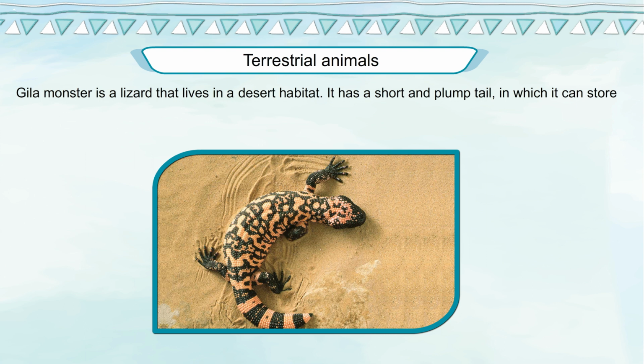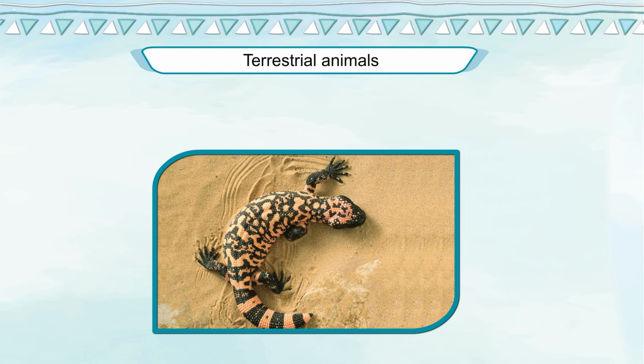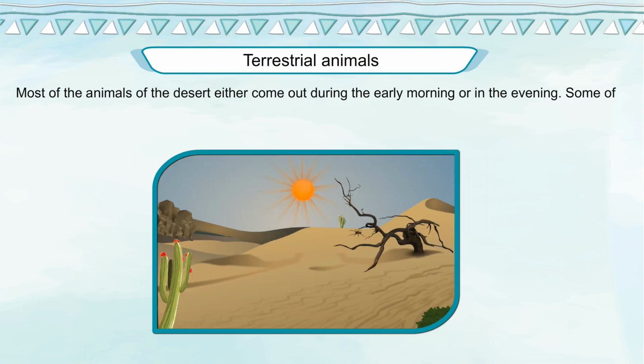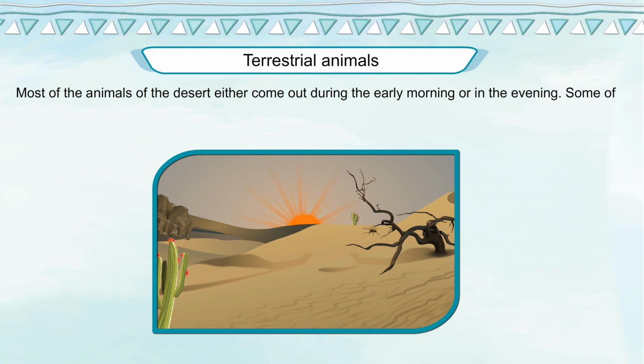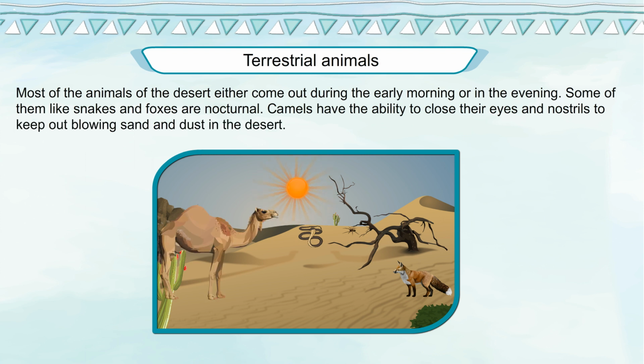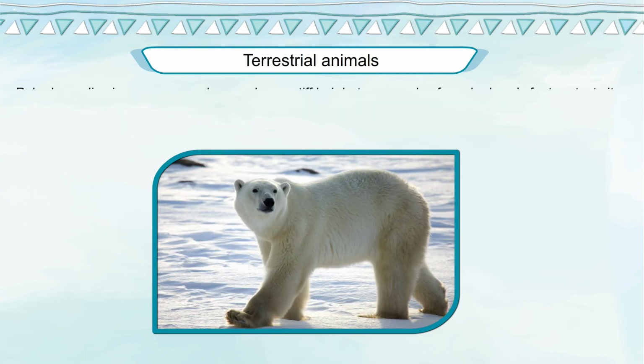Gila monster is a lizard that lives in a desert habitat. It has a short and plump tail in which it can store fat for use in periods of food shortage. Most of the animals of the desert either come out during the early morning or in the evening. Some of them, like snakes and foxes, are nocturnal. Camels have the ability to close their eyes and nostrils to keep out blowing sand and dust in the desert.